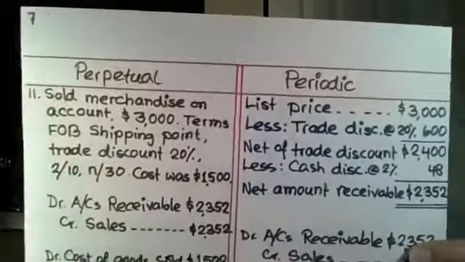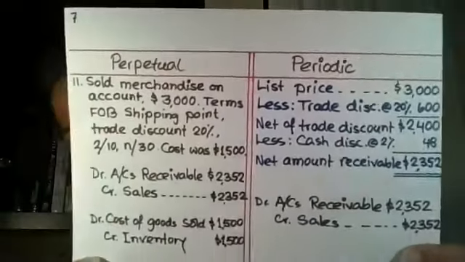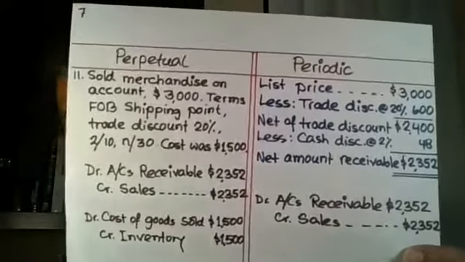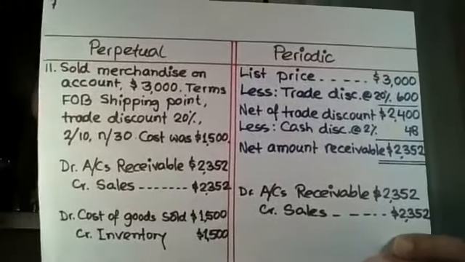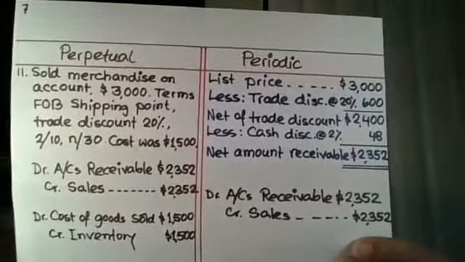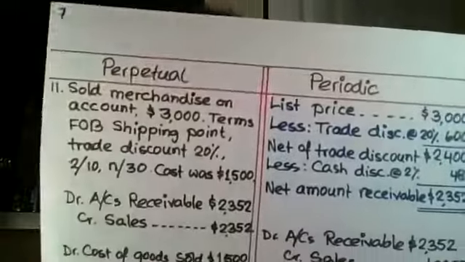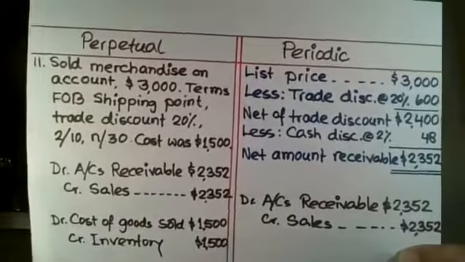Now transaction number 11. Let's sell some merchandise on credit. Number 7 was a cash sale. This is a credit sale. So we're going to have this credit sale and then have some associated return. Some of these goods are going to be coming back also.